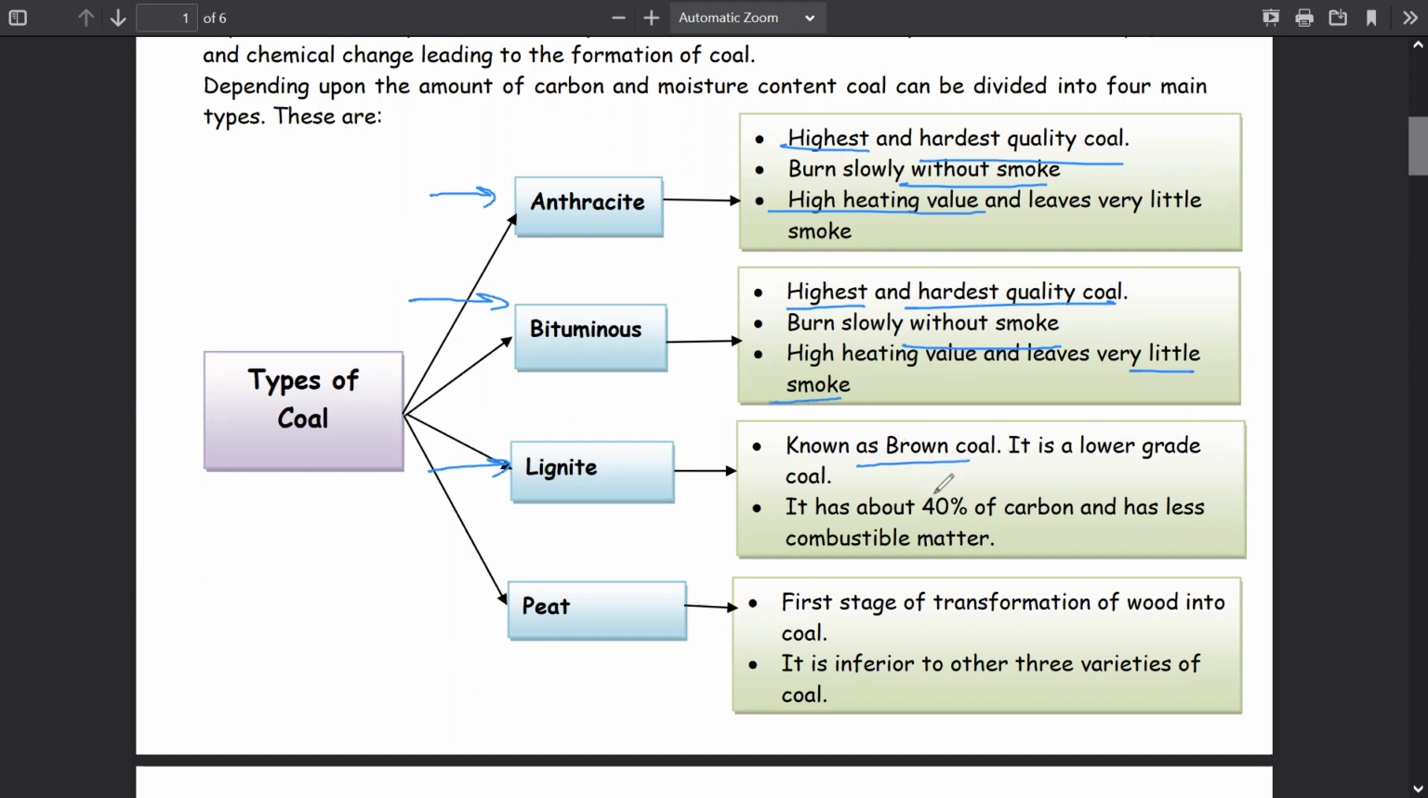It is a lower grade coal. It has about 40% of carbon and has less combustible matter. And then we have peat, first stage of transformation of wood into coal. It is inferior to other three varieties of coal. So this has 40%, this has 90%, and this has somewhere 50% to 70%. Okay, so let's move on.